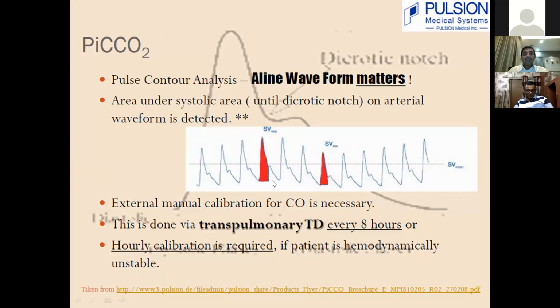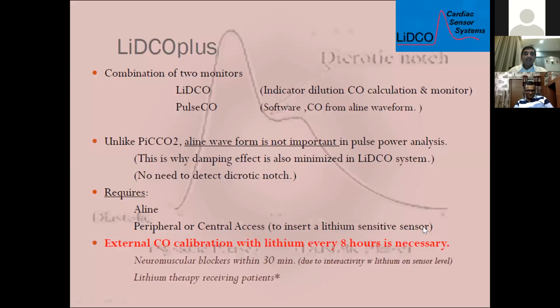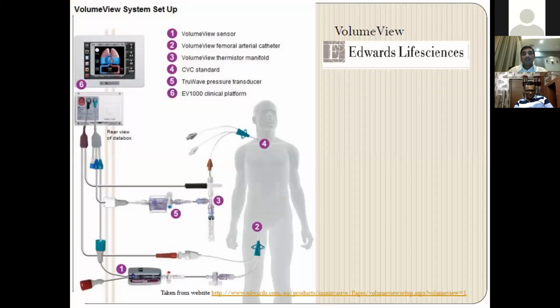And the area under the systolic curve until the dicrotic notch is used. It's a kind of pulse contour analysis, but calibration is definitely required. And we get all the parameters that I already narrated. In the same way, LiDCO plus requires external calibration with lithium every 8 hours, and it helps us monitor the same kind of parameters. As I said, stroke volume variation, systolic pressure variation: the higher the variation, the more probably the patient is fluid responsive and may have intravascular volume depletion.